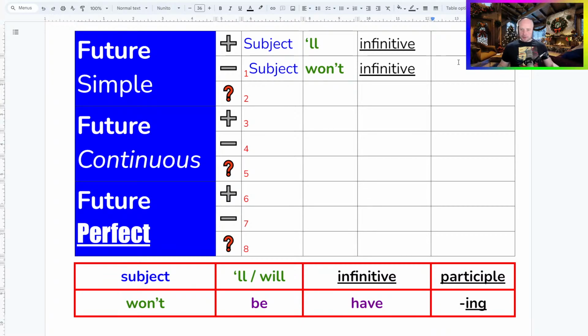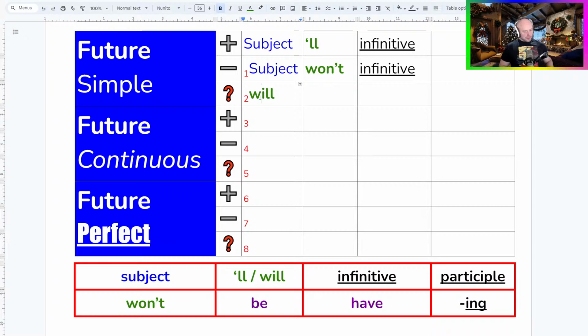Anawat's coming in with number 3. Oh, the future continuous, eh? Nice. We're there already. Did anyone do number 2? Did I miss it? Will, subject, infinitive, sleepwalker. Well done, sleepwalker. That looks pretty good to me.